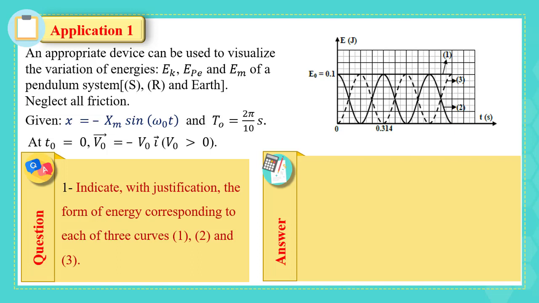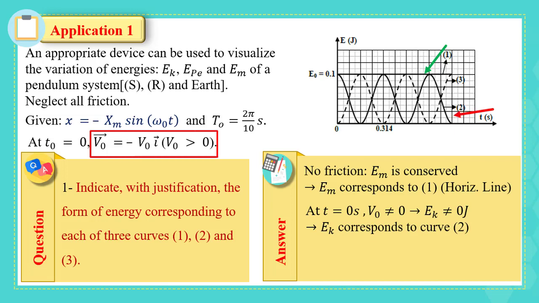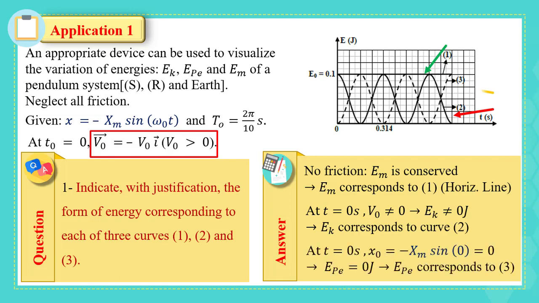The graph here represents the variation of E as a function of time. We start with the mechanical energy, which is conserved since there is no friction. So it corresponds to number 1, the horizontal line. At t equals to 0, v0 is said to be not 0. Then the kinetic energy corresponds to 2, which starts from E0. Finally, at t equals to 0 seconds, replace this value in the x function, then we can find that x0 is 0, so the elastic potential energy should start from 0, and 3 is the one for elastic potential energy.